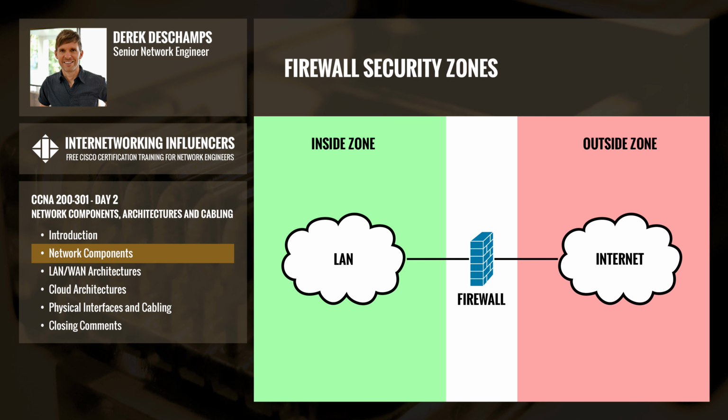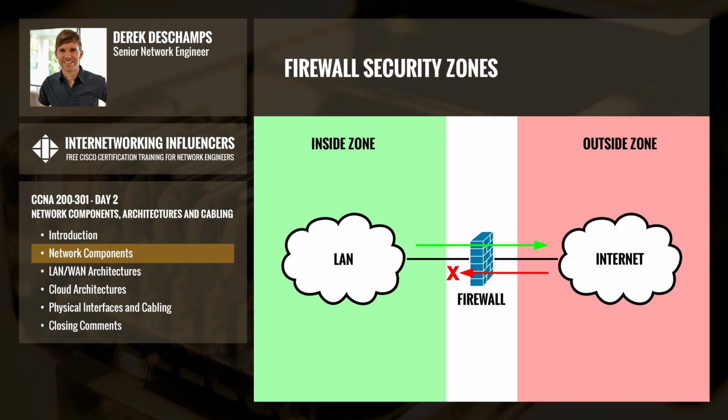Cisco firewalls are configured by adding interfaces to security zones. Security policies are then applied to control which traffic is allowed to flow between zones. For example, a typical configuration consists of an inside zone for the local area network and an outside zone for the internet.